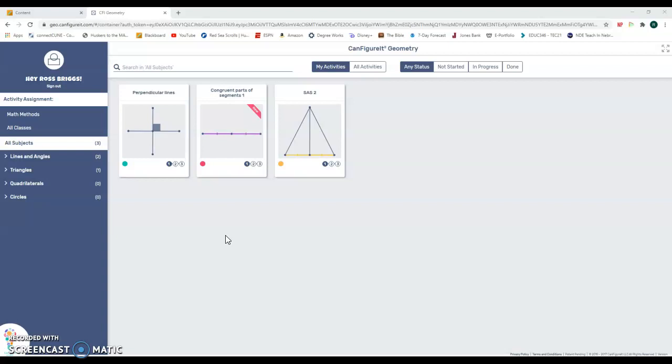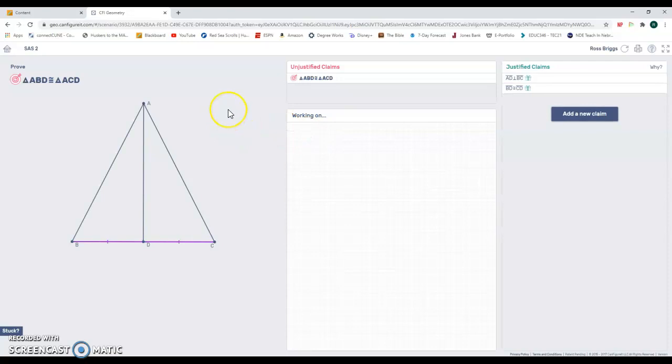I'm going to take you on a little tutorial through CanFigureIt Geometry. This is an online tool we'll use to complete some proofs throughout the semester. I just think it's a little bit more interactive than writing down proofs out of the book, and it helps you get more of a visual of what's going on in a proof, especially when we get into triangle proofs like this one that I'm going to show you. It uses side angle side eventually to prove that triangle ABD is congruent to triangle ACD.